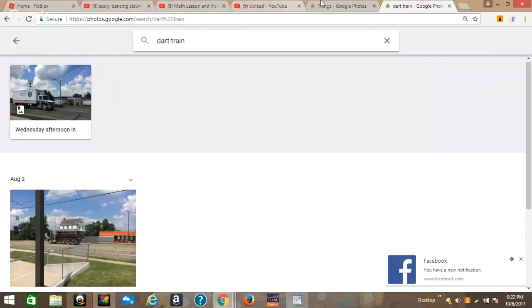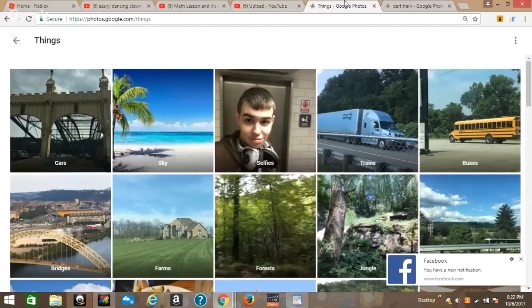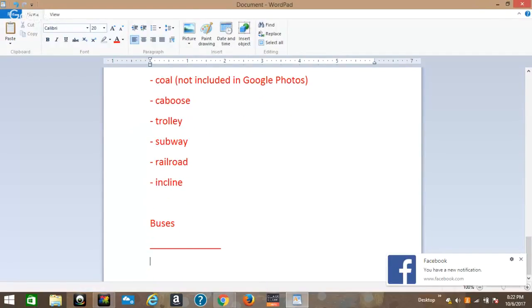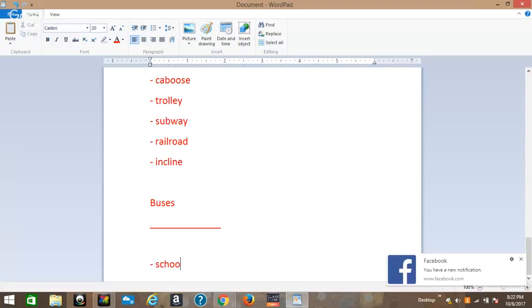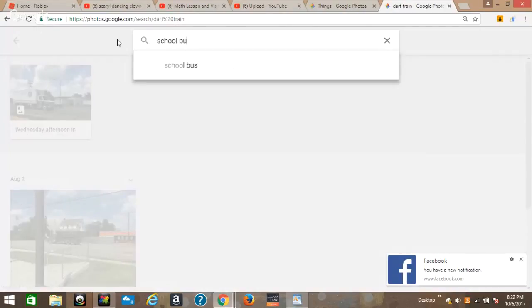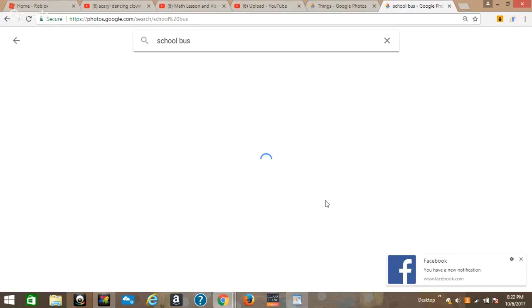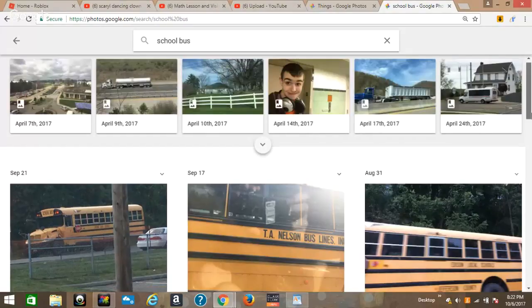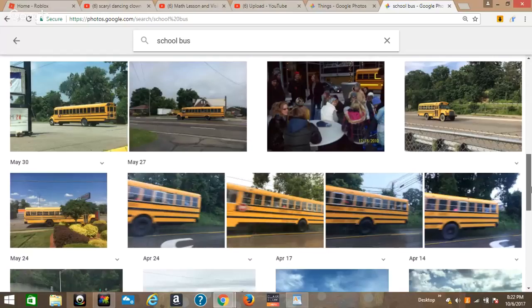Now we're going to move on to our next category, which is buses. What kind of buses are there? School buses. A school bus. The wheels on the bus? Okay. I guess I'm getting too hyped up too. That is a school bus there.